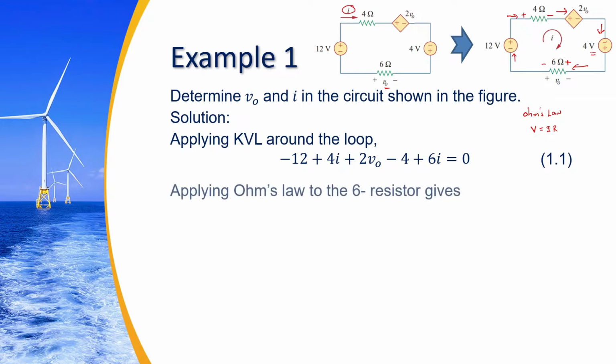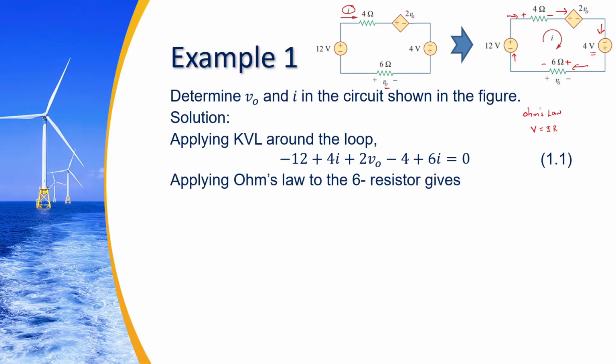Next, applying Ohm's law to the 6 ohm resistor. Since we have VO, we apply Ohm's law there. So the V is VO, the I is the small i, and the R is 6.